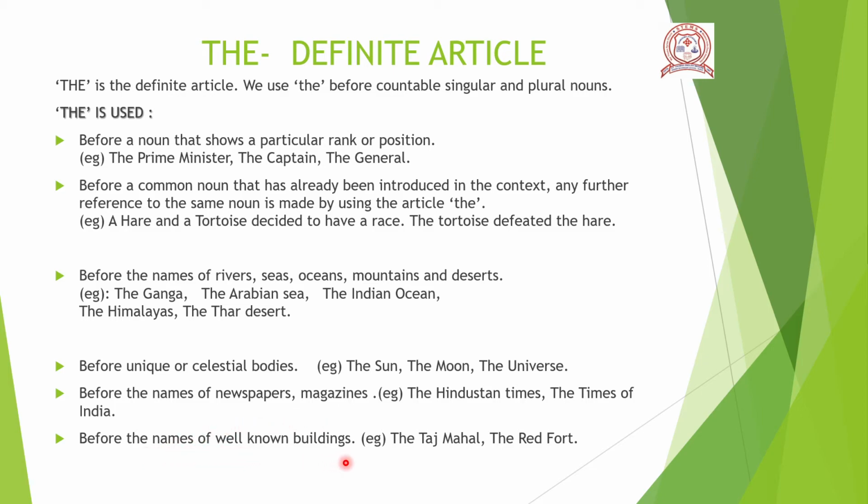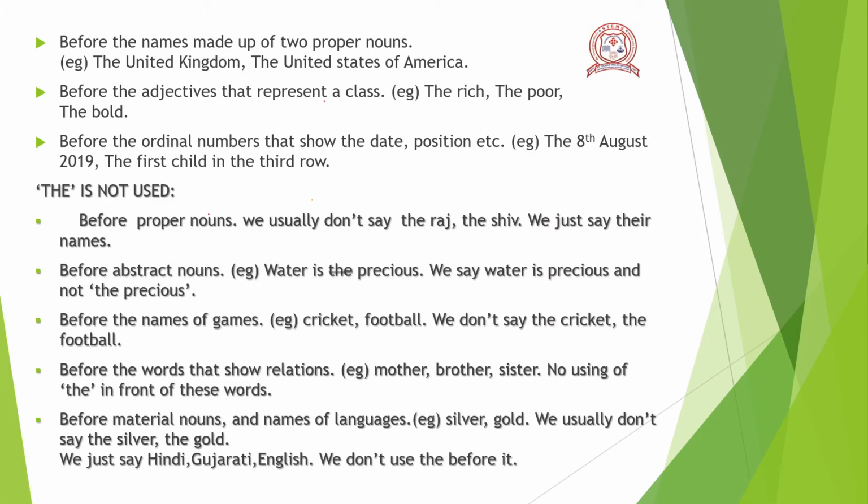Before the name of well-known buildings. Example, the Taj Mahal, the Red Fort. So before all these well-known buildings also we add the article the. Now, before the names made up of two proper nouns, the United Kingdom, the United States of America. It's because a club of countries together we use the word the. Before the adjectives that represent a class.